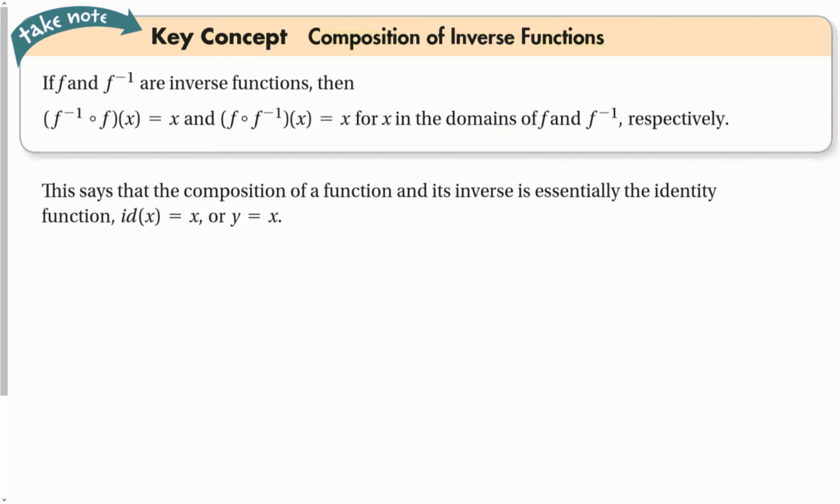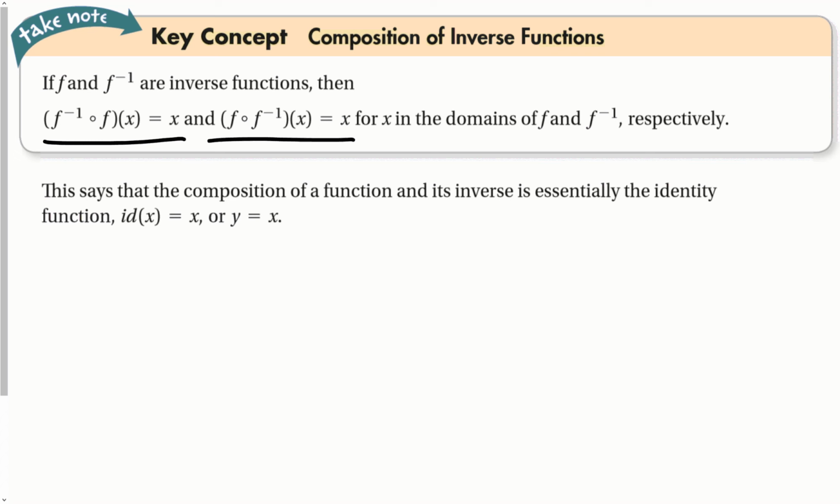So if f and f inverse are inverse functions, then if you put a composition of the inverse of the original function of x, these two are going to undo each other and you're going to go back to where you started. And the opposite is also true. f of f inverse of x is equal to x. If you put the inverse into the original function, everything will undo each other and you will go back to where you started. This is the technique to prove that two functions are inverses of each other.